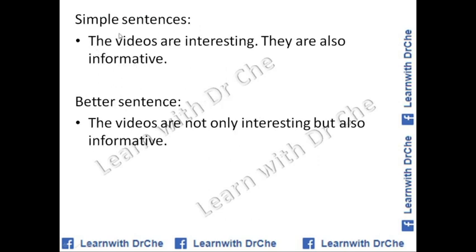Now let us look at another simple sentence. The videos are interesting. This is one simple sentence. The other is, they are also informative. This is the other simple sentence. Now we are going to make a better sentence. The videos are not only interesting but also informative. In the other sentence, after not only was a verb, and after but also there was also a verb. And in this sentence, after not only is a noun or a gerund. This is a noun, not only interesting but also informative.